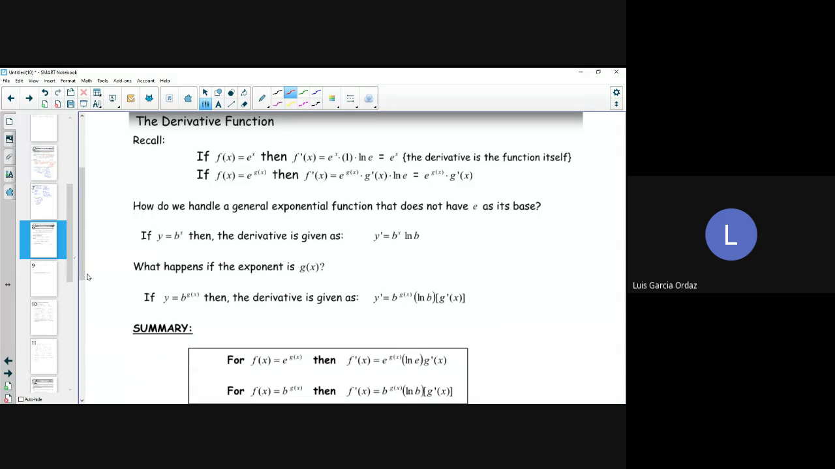How do we handle general exponential functions that do not have e as their base? What happens if the exponent is g of x? If y is equal to b to the power of g of x, then the derivative is y prime equal to b to the power of g of x times ln of whatever the base is, times the derivative of that exponent.